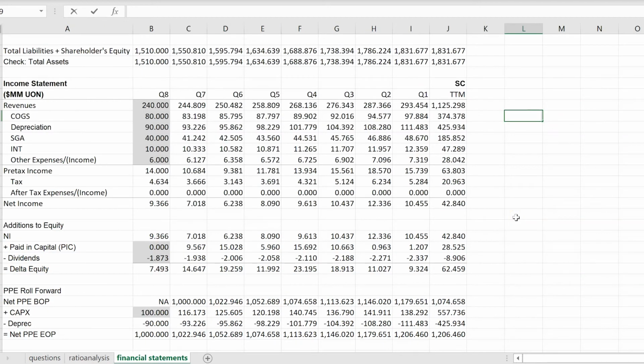So EBIT is not directly given on the income statement, but we can easily solve for it by simply taking the pre-tax income, right, because that will be earnings before tax, and then adding back the interest. And this works because you take earnings before tax and before you subtracted the interest. So to solve for this, you take the pre-tax income, which is 63.803, and add the interest, which is this number right here, 47.289. All right, and then you get 111.092.